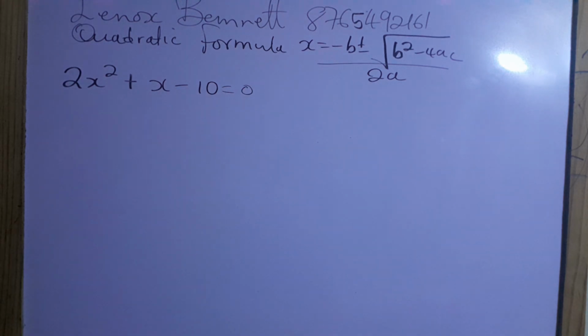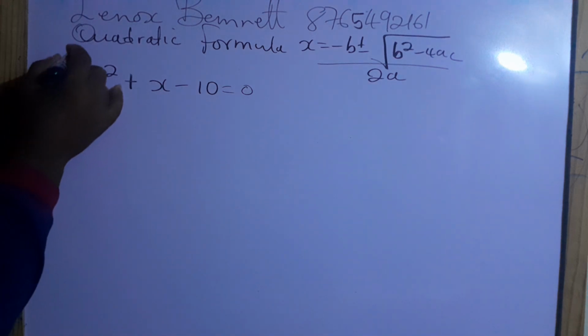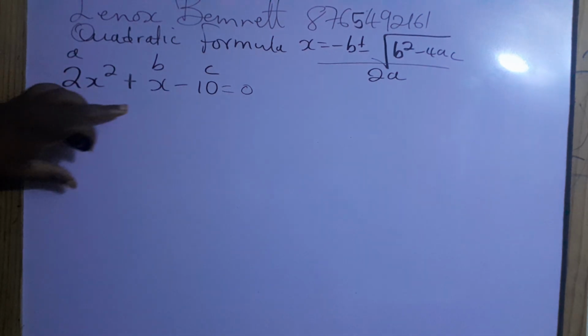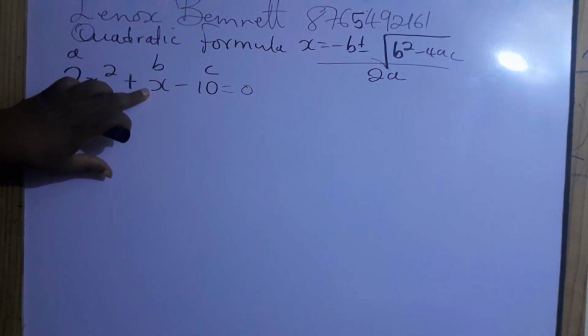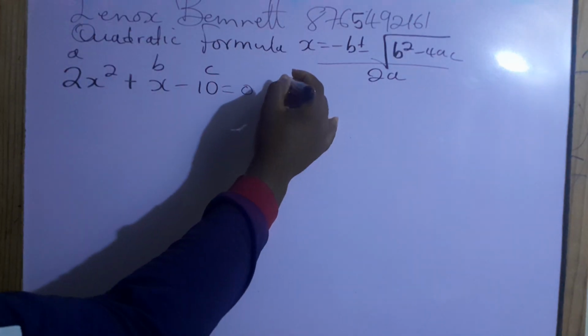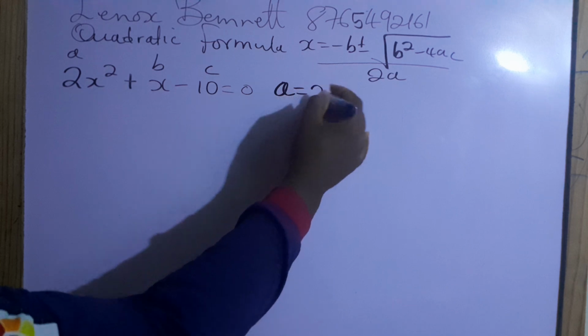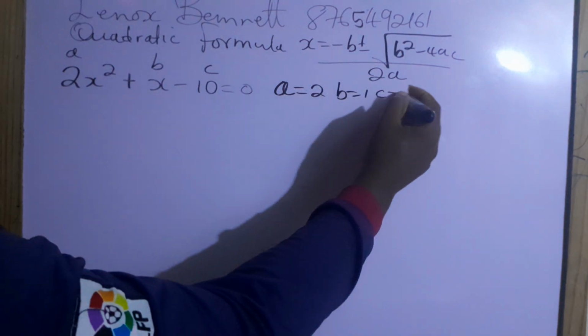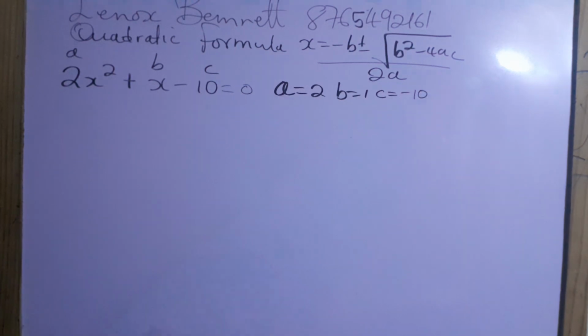But what is a? Now a is the coefficient of what's in front of the x squared term. b would be the coefficient of the x term as well. So let's put it in perspective. Therefore a is equal to 2, b is equal to 1, and c is equal to negative 10. So we're going to substitute these values.